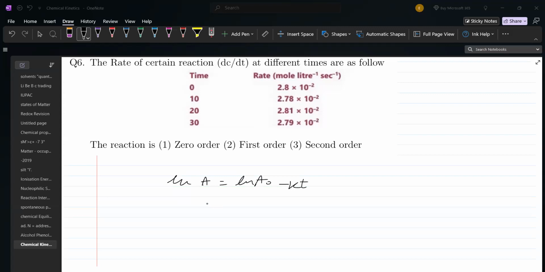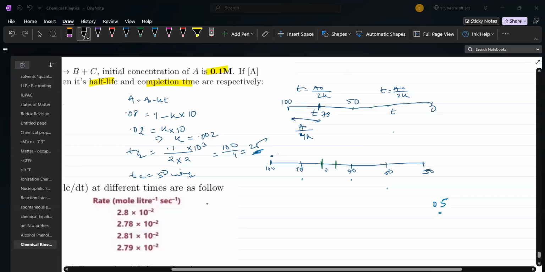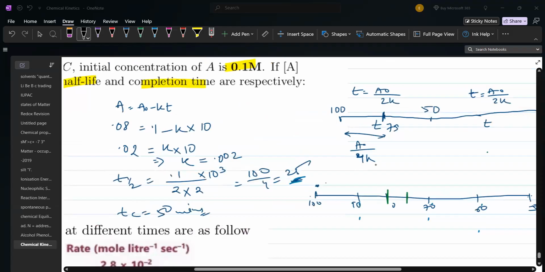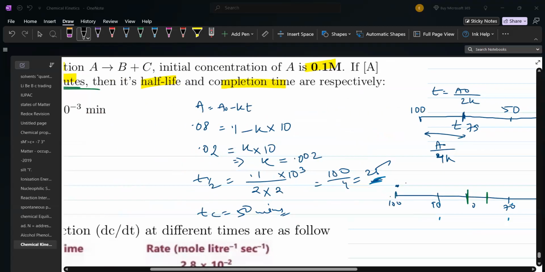Everyone understood how to solve numericals for zero order? Don't worry about this unitary method. Otherwise, you will get confused, and the marks you are getting in the boards come via step marking. So the question should be done in steps like this.